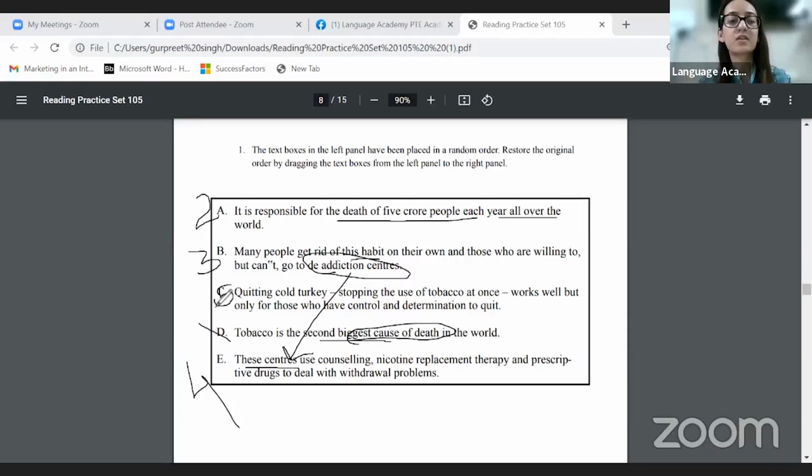How can we just say, okay, 5 crore people die in the world because of tobacco, and quitting tobacco at once only works for a certain group of people? What is the relationship? First, start the quitting topic, give all the options, and then narrow down to one group, right?